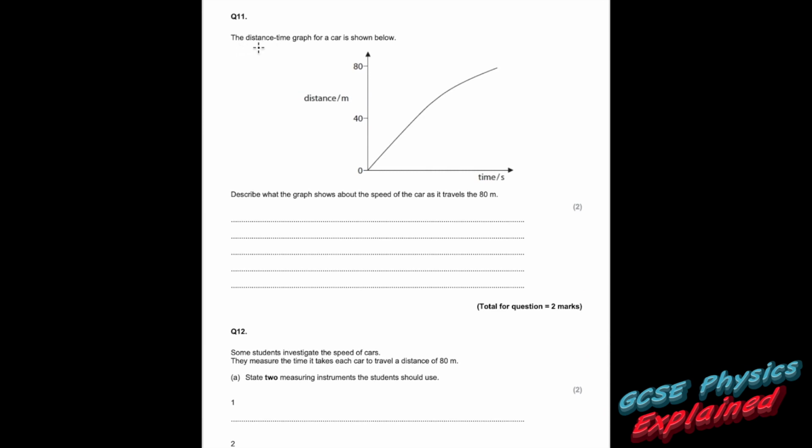Question 11. The distance time graph for a car is shown below. Describe what the graph shows about the speed of the car as it travels the 80 metres. Right, well, when I'm looking at the graph, it's sort of two sections. So at first, this section is constant, and then it's not as steep anymore. So this steep slope means they're travelling fast, and then the flatter slope means they've slowed down.